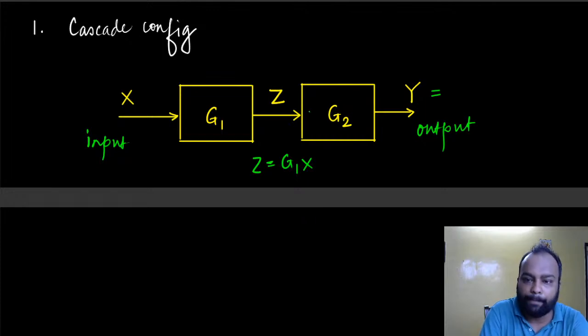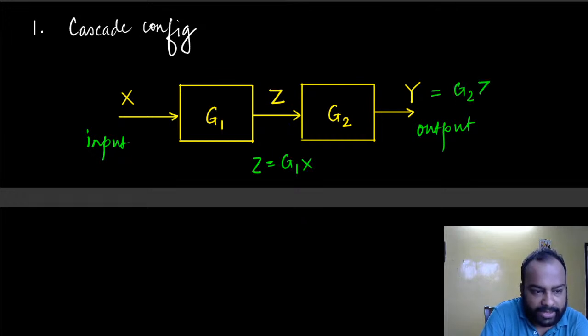Now of course the input of system g2 is z, so the output would be g2 into z. Of course g2 is the frequency response or transfer function or gain in complex domain, whatever you want to call it. So g2 into z, that's going to be the output, right? But again, question, what is z? I already know about z. What is z? Z is g1 into x.